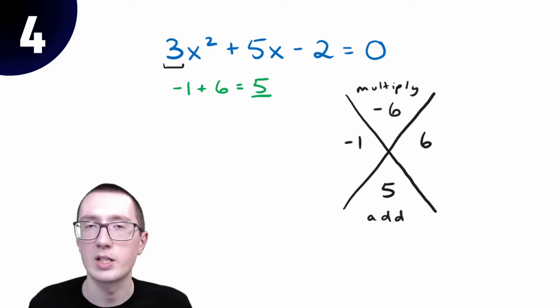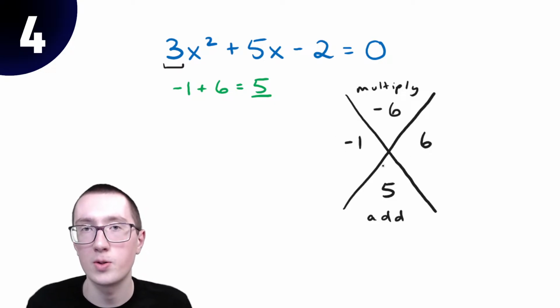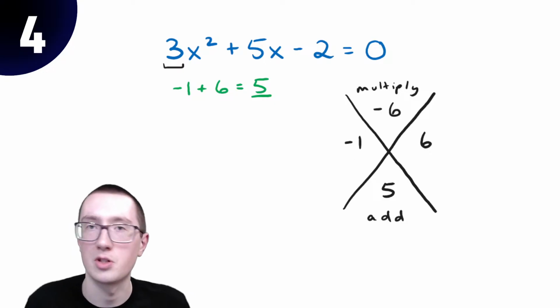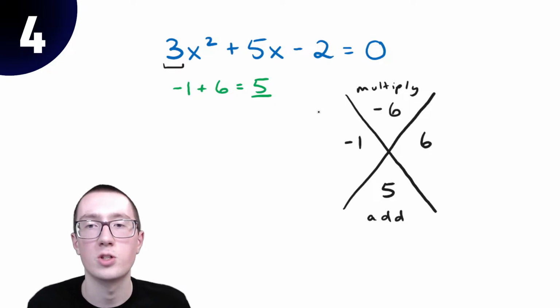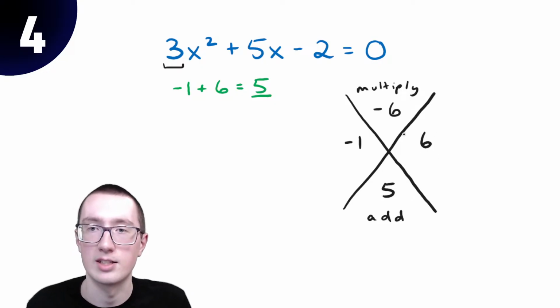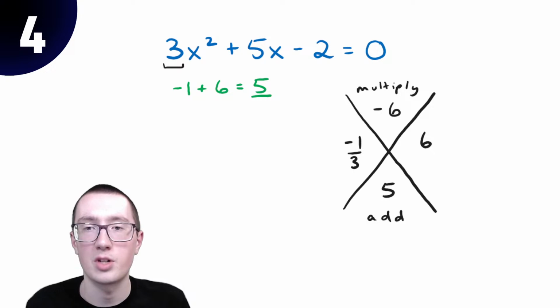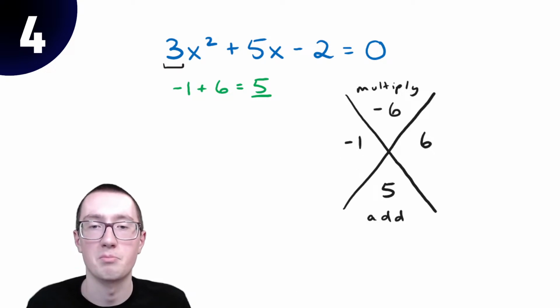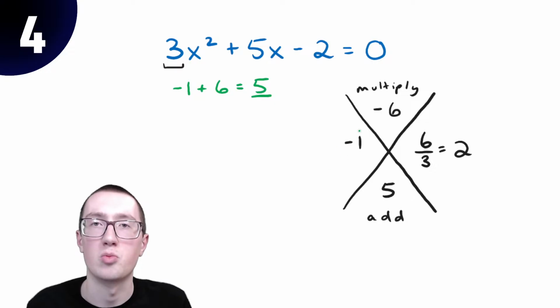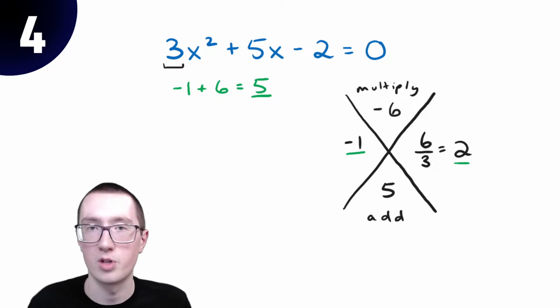If it was a bigger number, like 4, for example, you could divide one of the numbers by 4, or you could split it up. You could divide both of them by 2, because 2 times 2 is 4. But to keep things simple, we're just going to divide one of these by 3. The only one that can be divided evenly by 3 is the 6, because if we divide this by 3, then we just have fractions, and fractions are no good. But 6 divided by 3 is 2, which means our two numbers that we're going to put in parentheses are -1 and 2.